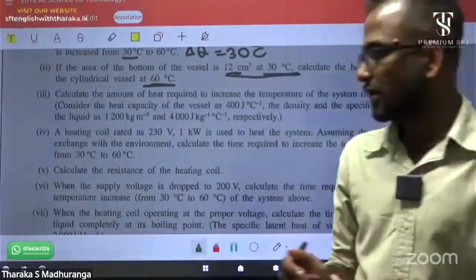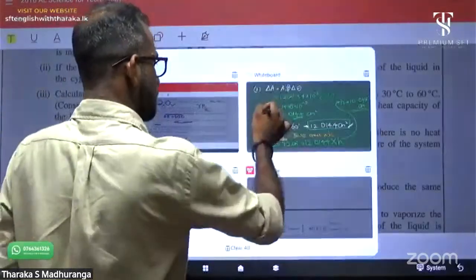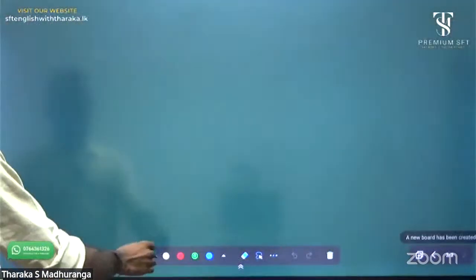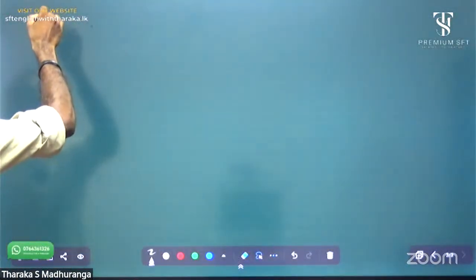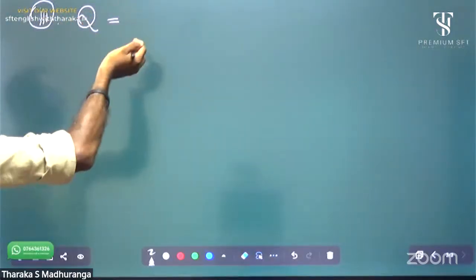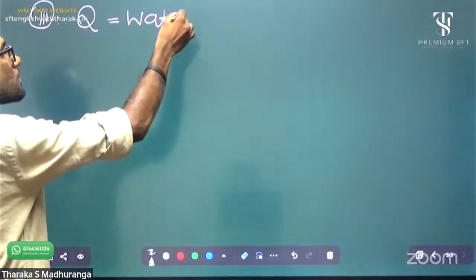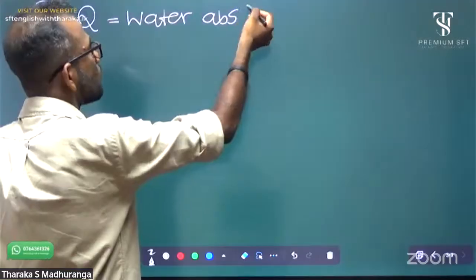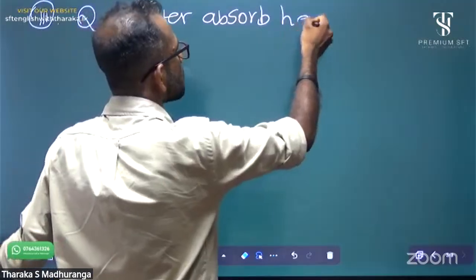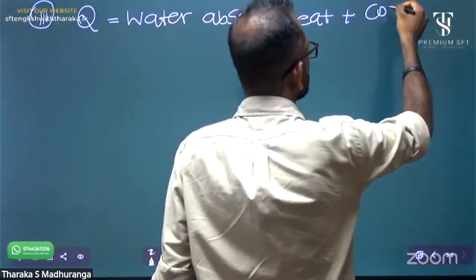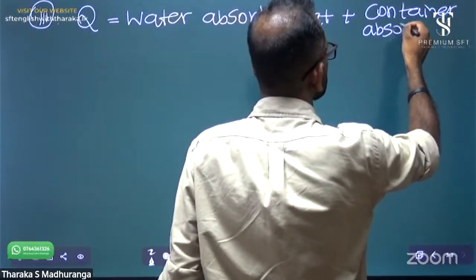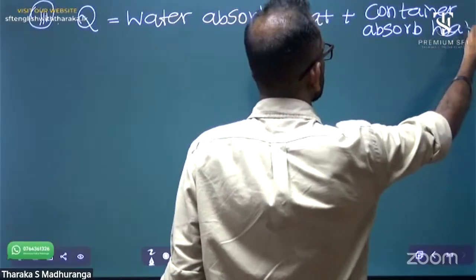The question asks the amount of heat required to increase the temperature of the system. Now, the first thing, the question asks quantity of heat, Q. You know, Q equals water absorbed heat plus, now water and container both heating, container absorbed heat, right.